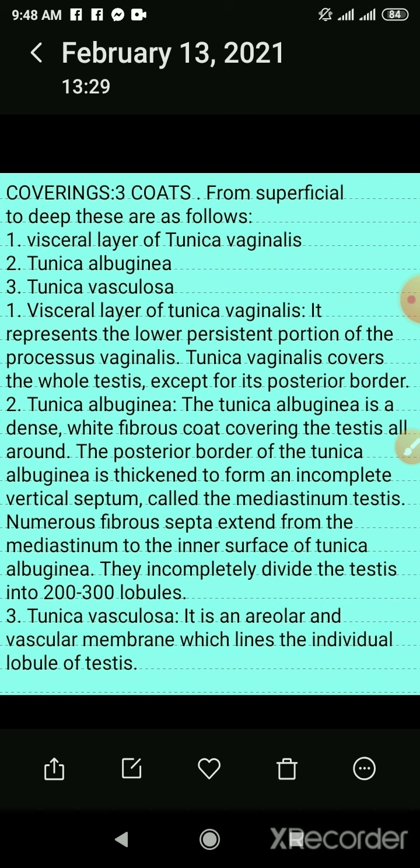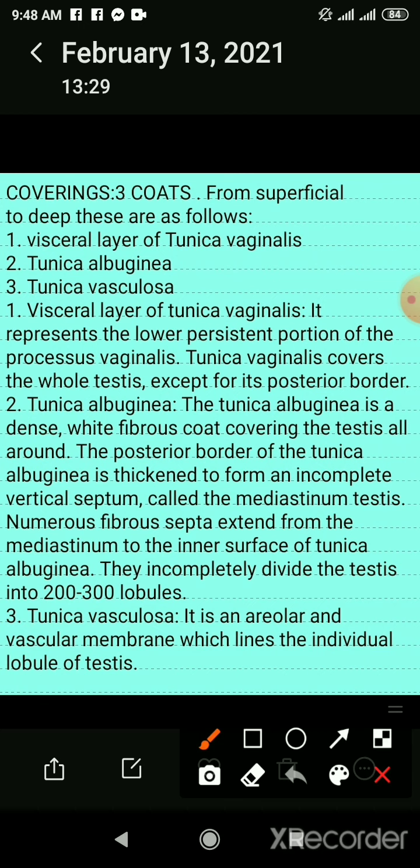Now we are talking about the testis. Now let's learn what are the coverings of the testis. The testis has three coverings from superficial to deep. These are the visceral layer of the tunica vaginalis, tunica albuginea and tunica vasculosa. So visceral layer of the tunica vaginalis, it represents the lower persistent portion of the processus vaginalis. Processus vaginalis is a part of the embryological remnant.